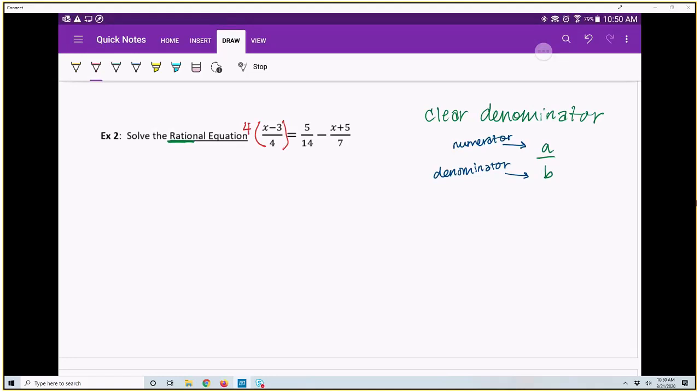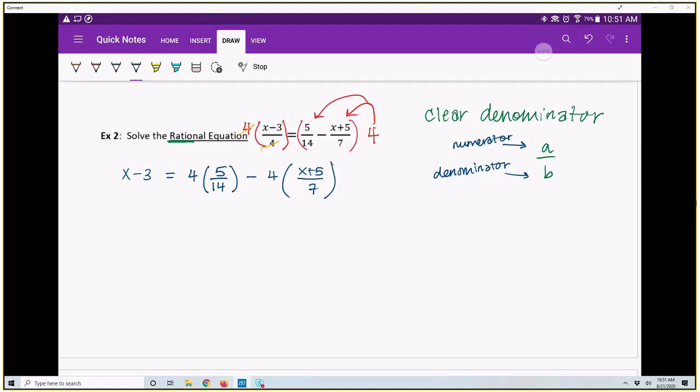So on the left side, it looks like if I multiply by 4, then I get to cancel this 4 with this 4 and write x minus 3. Well, that looks good, but I know that whatever I've done on the left side, I also have to do on the right side, so I need to multiply by 4 here as well, and that's going to get distributed in both places. So I have x minus 3 is equal to 4 times 5 over 14 minus 4 times x plus 5 over 7.